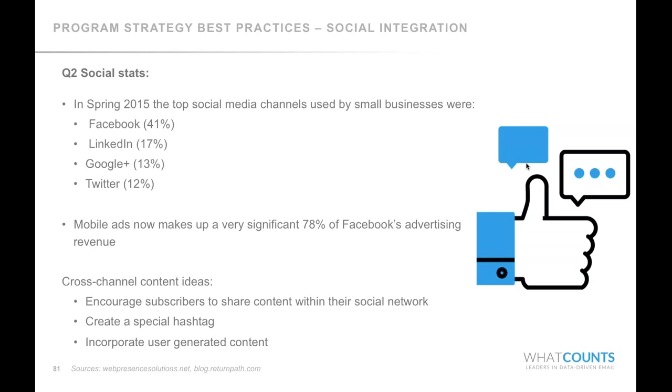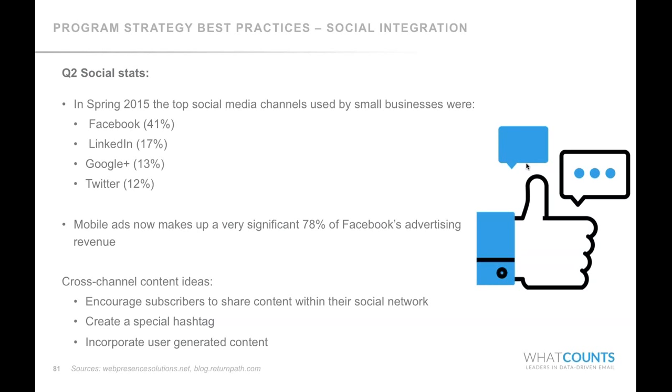So in Q2, social stats. In spring of 2015, the top social media channels used by small businesses were Facebook, LinkedIn, Google, and Twitter. Mobile ads now make up a very significant portion of Facebook's advertising revenue. And as far as cross-channel content ideas, ways that you can use email and social together, encourage subscribers to share content within their social network.